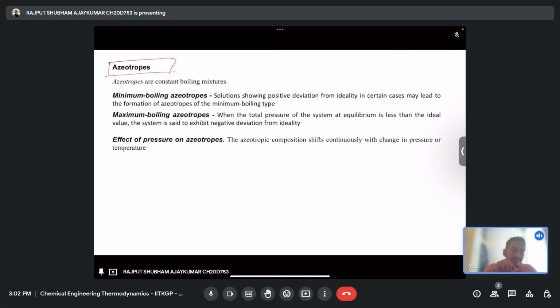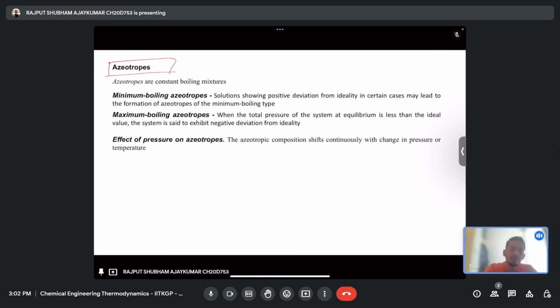An azeotrope is a point at which two components, component 1 and component 2, for example a benzene or chloroform-water mixture, start boiling at the same temperature. If they start boiling at the same temperature, we will not be able to separate these two components with the help of a distillation column. These close boiling mixtures are known as azeotropes.